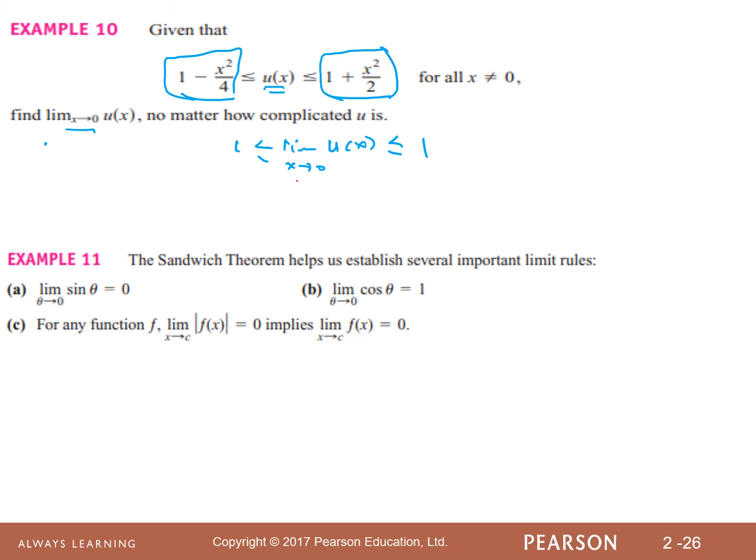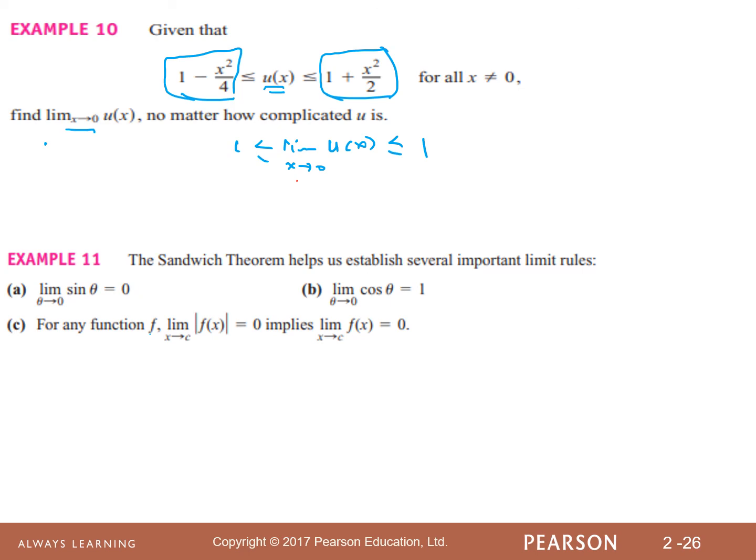What about the limit of cosine theta as theta goes to 0? It was just part of the one that we just finished, right? Equal to 1. Good. Okay. For any function f, the limit of the absolute value of the function as x goes to c equal to 0 implies that the limit of f of x equals 0.